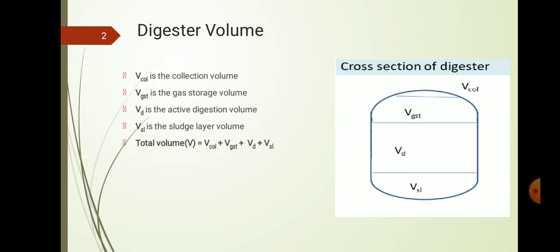And we know the total volume of the digester will be the sum of all these 4 volumes: V collection, V gas storage, V digestion, and V sludge layer volume. So that is the total volume. We can split the total volume into 4 sections.